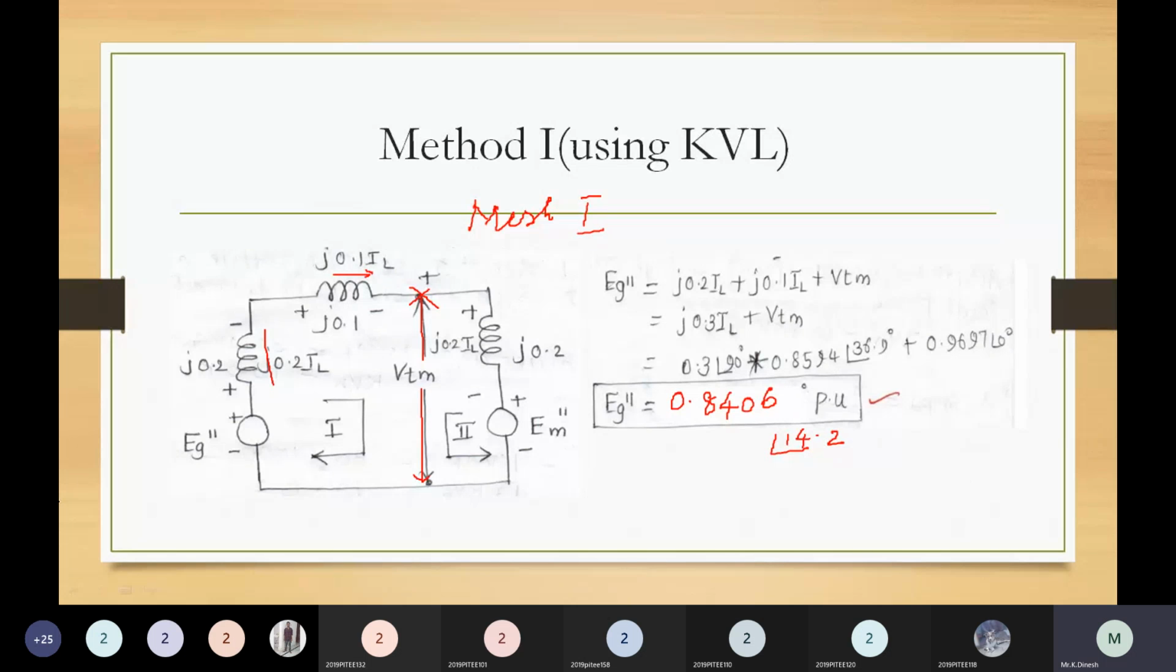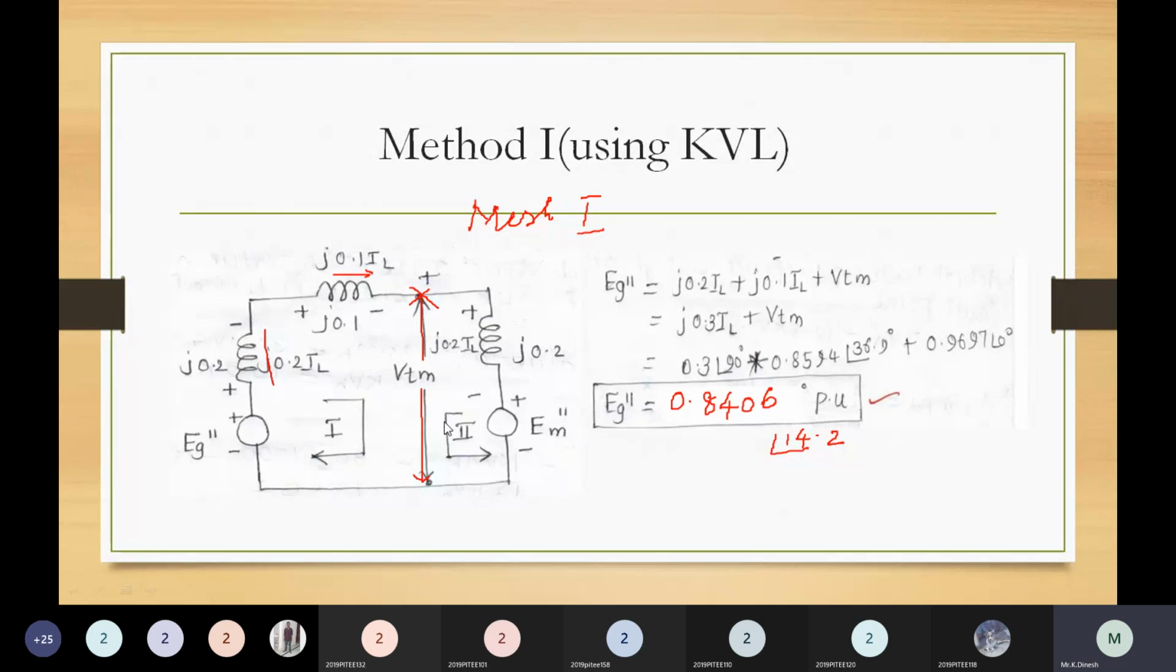Here you have the faulted terminal. This point is the faulted point. So the fault, it is a short circuit fault. So it is shorted. So you have one mesh, that is mesh number 1, and you have mesh number 2. For mathematical convenience, I am assuming the first mesh current direction to be clockwise, and the second mesh current direction to be anti-clockwise.